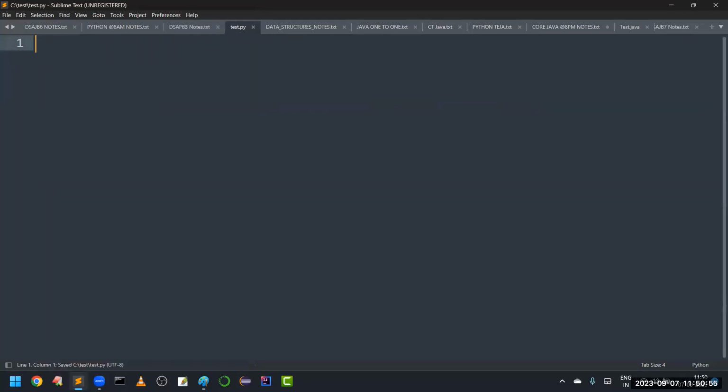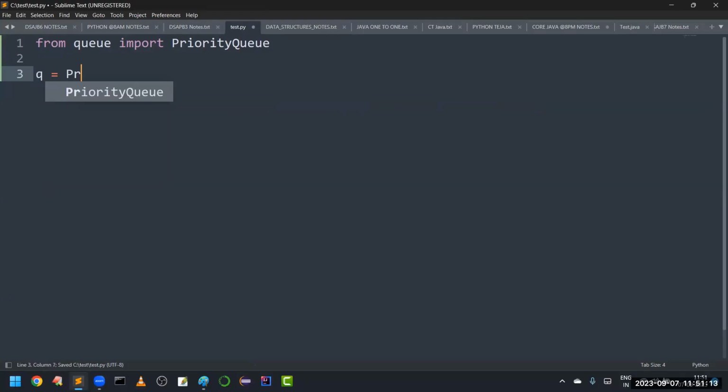In Python, priority queues are already implemented. For that there is a module named queue. So from queue, import PriorityQueue. Just import that. Now I am creating a new object for PriorityQueue, queue.